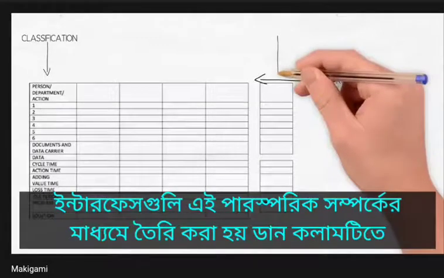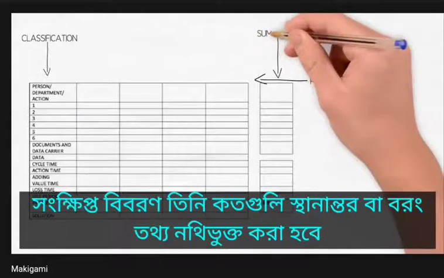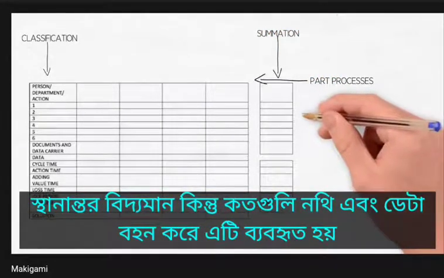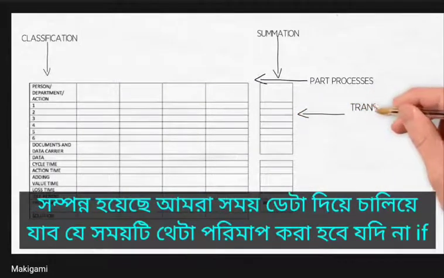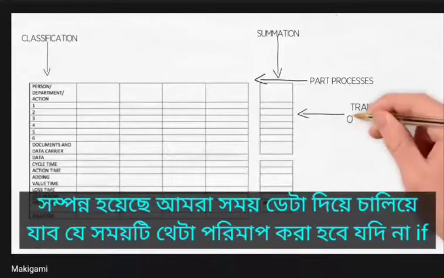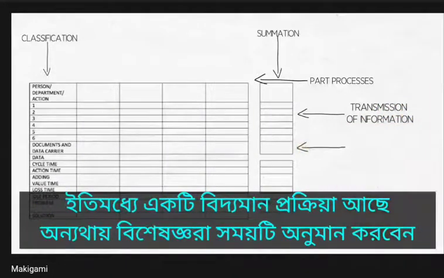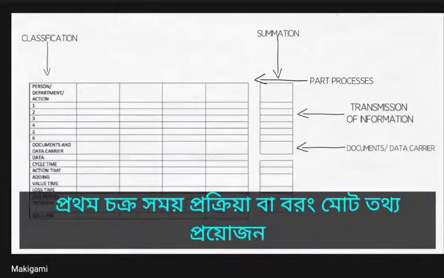The right column contains the summations. Here will be documented how many transfers, or rather information transfers, exist, but also how many documents and data carriers are used. If this is done, we'll continue with the time data. The time data will be measured if there is an already existing process. Otherwise, experts will estimate the time.